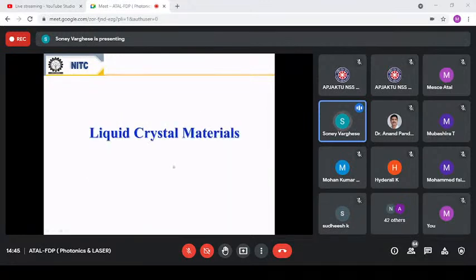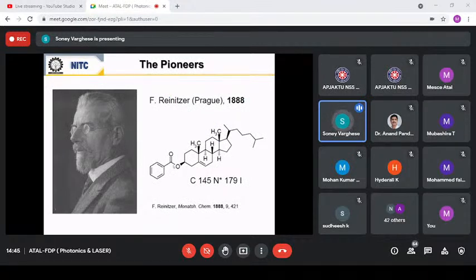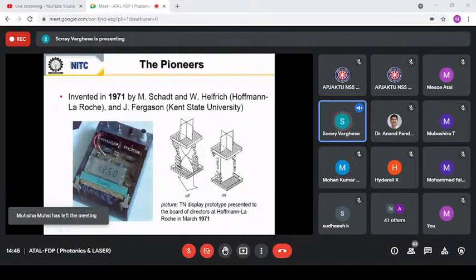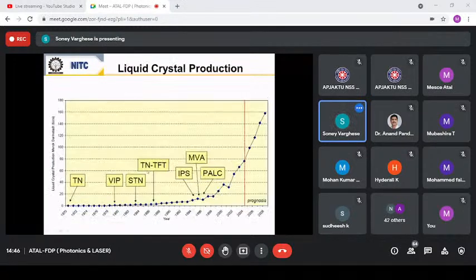Then if you come to the material side, as I told you, this is Professor Friedrich Reinitzer from Prague, an Austrian botanist who first found this material, cholesterol benzoate, having a clearing temperature of 145 degrees and a melting transition temperature of 179 degrees. So this is the first molecule which was derived. Later, in 1971, there was a simple device using these twisted nematic displays.